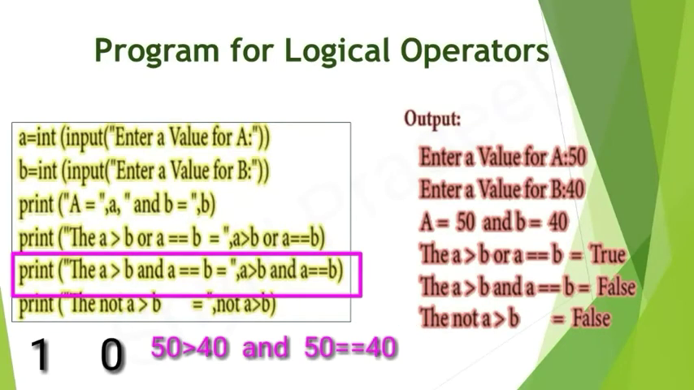So AND logical operator performs which type of operation? Multiplication. Okay. So 1 into 0, 0. Okay. So false. 1 means true, 0 means false.